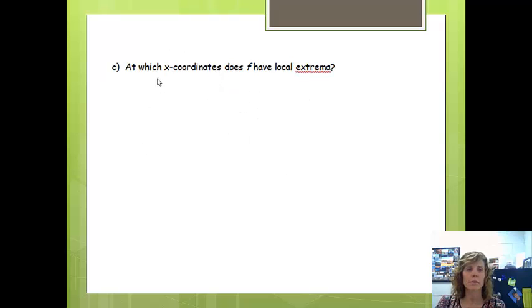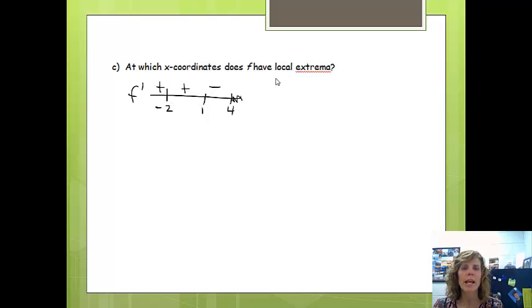All right, part C, it says at what x coordinates does f have local extrema? So to find this out, local extrema has to do with minimums and maximums, relative or local minimums and maximums. So once again, we're going to go back to the f prime chart. So if I go back to the f prime chart, I'll have -2, 1, and 4. And then I'll have plus, plus, minus. Once again, that was it there. And if I want local extrema, we're looking for relative minimums and maximums.